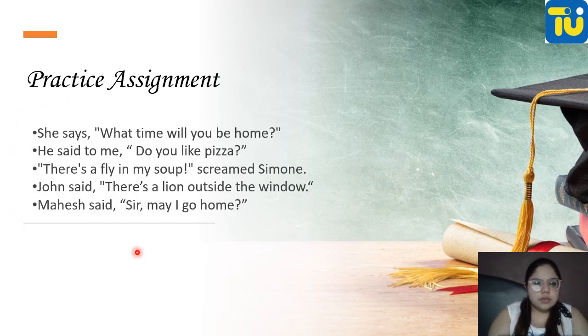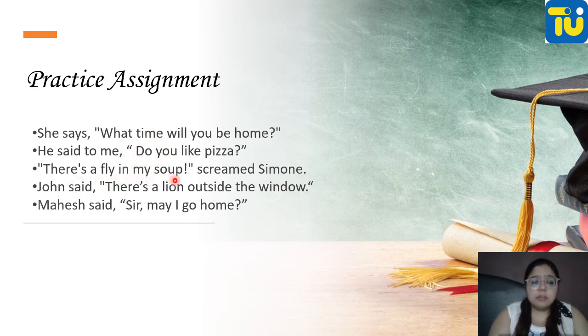So here are a few sentences in direct speech, and you need to convert them into indirect speech. First one is, she says, "What time will you be home?" Says is your reporting verb. Starting with a WH word, it's an interrogative statement. Next, he said to me, "Do you like pizza?" Said to is your reporting verb. Interrogative sentence with "do."